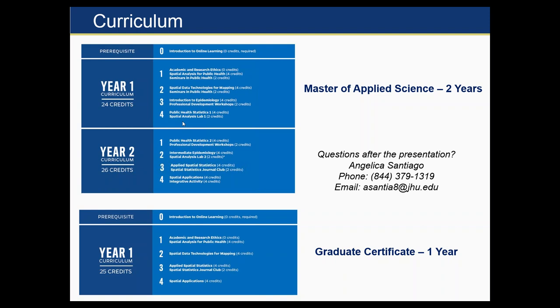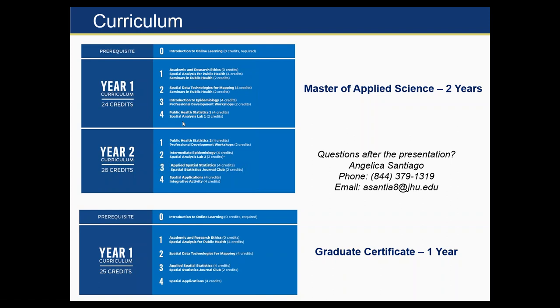Another great question that just came in was wondering if, for the full master's degree, you could elaborate a little bit on the integrative activity as far as the culminating class in the program. Yeah, so this is another great selling point for the Master of Applied Science in Spatial Analysis. The integrative activity allows students to bring in their own data and their own project and design and analyze that data as part of this culminating experience. As you can see, one of the last classes in the program is called integrative activity.